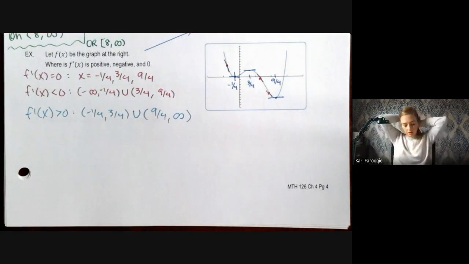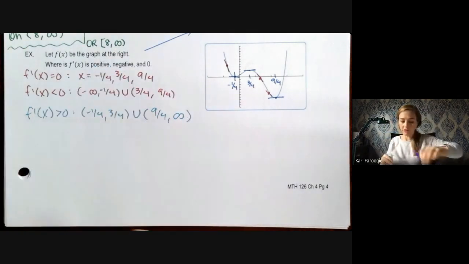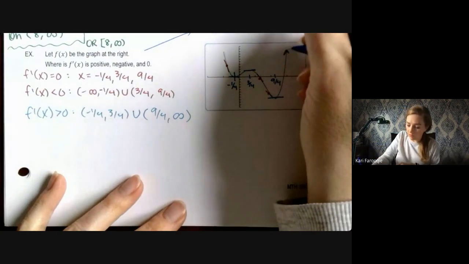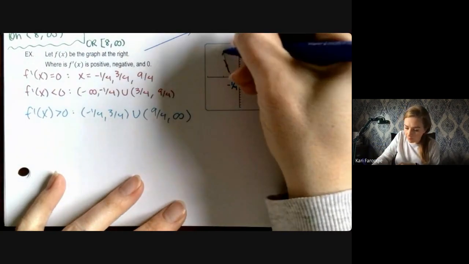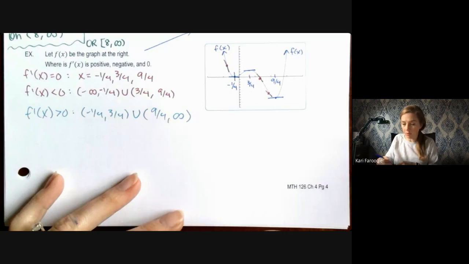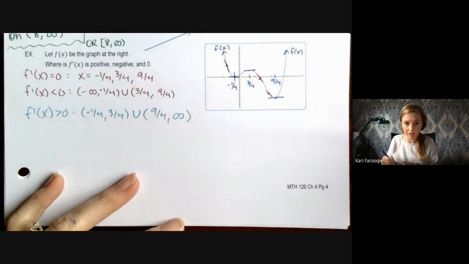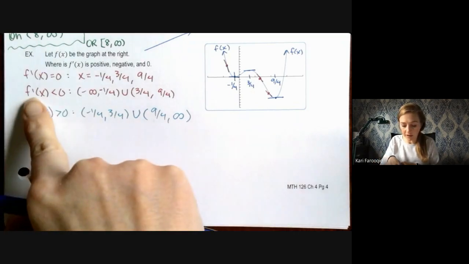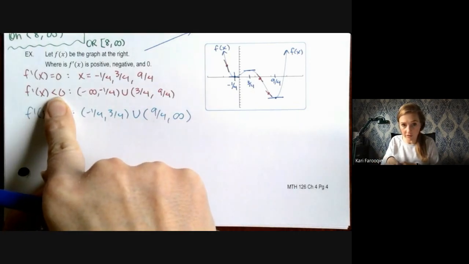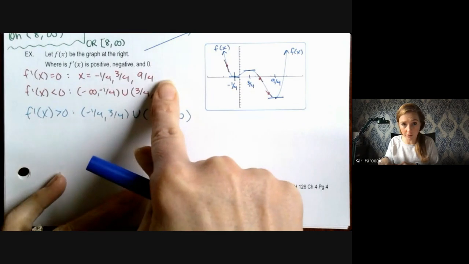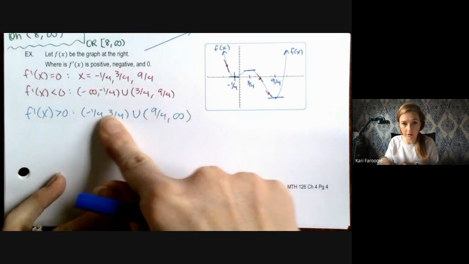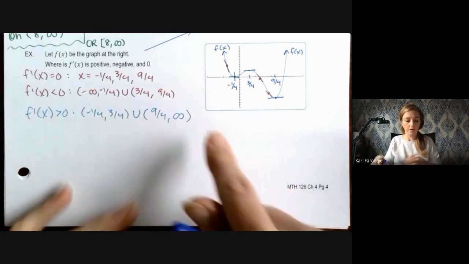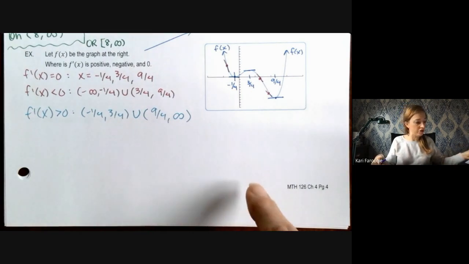Now, if we know that this is the graph of f, we're being told let f of x be the graph at the right. So this is f of x. We can pick out some information that we know will help us to look at the graph of f prime. So I know that f prime has to be less than 0 on these intervals and greater than 0 on these intervals. So that will give us some information about what the actual graph looks like.